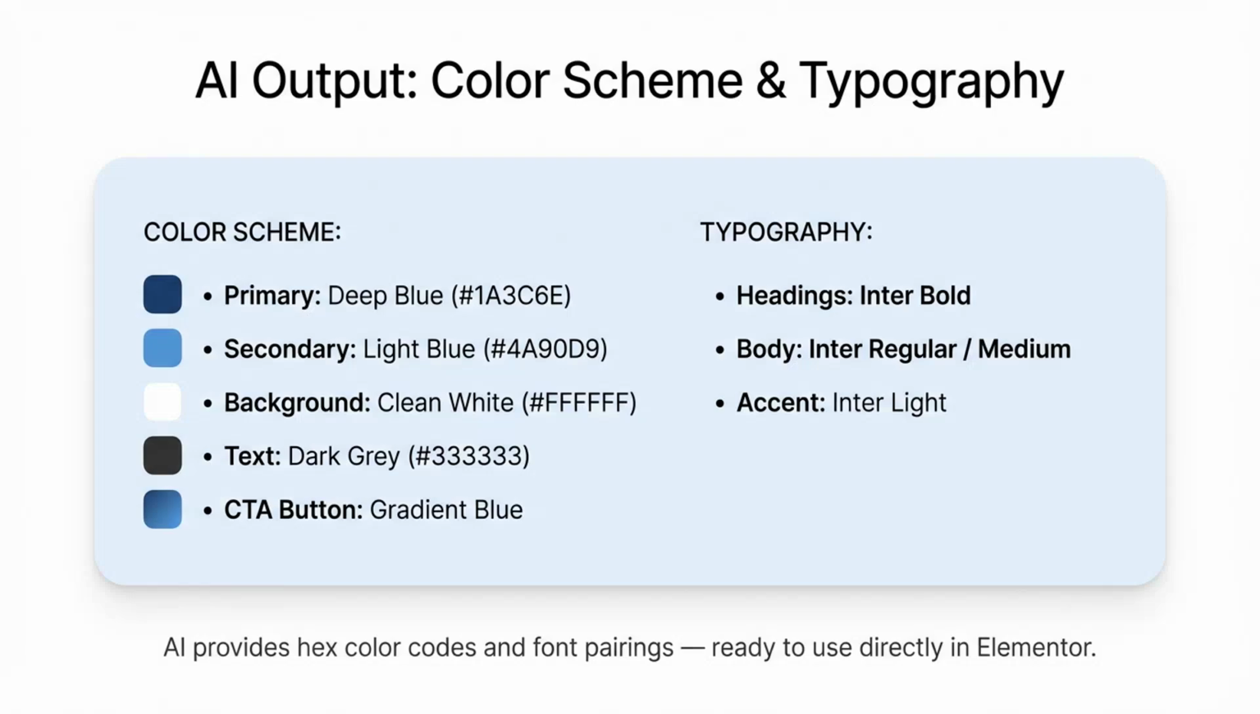What's remarkable about the AI output is the level of detail it provides. For the color scheme, it doesn't just say use blue. It gives you exact hex color codes for primary, secondary, background, text, and call to action elements. For typography, it recommends specific font families and weights. The instructor points out that this output is immediately actionable. You can plug these values directly into your design tool without any guesswork.